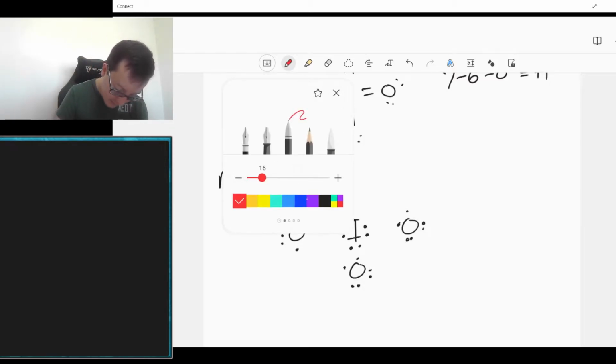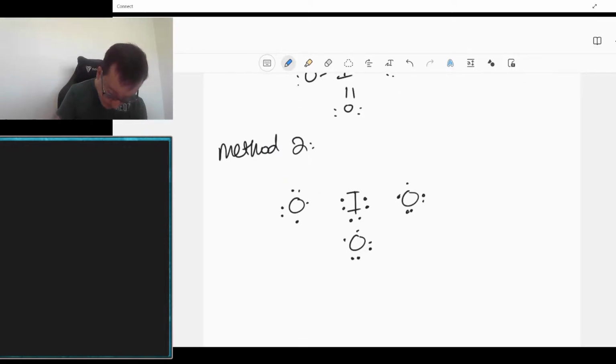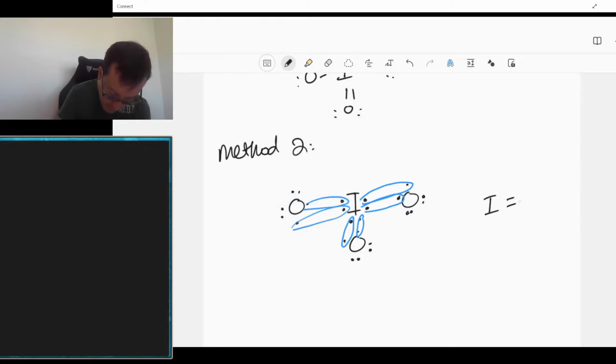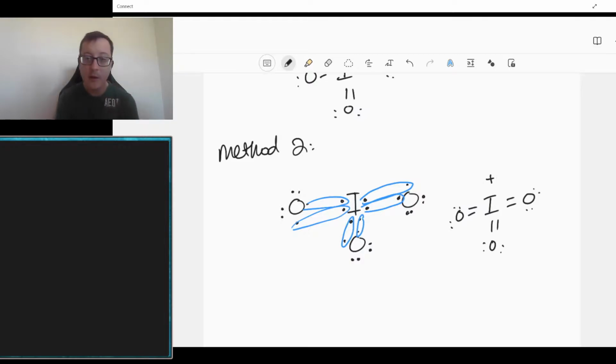So now we just need to connect the dots. We want to pair off everything that's unpaired on the outer atoms. That's what we care about. We don't care about the central atom. And lo and behold, we end up with this. And since we did the positive charge, we took it away from the central atom, that's where our positive charge lies. And so that's our Lewis structure there.